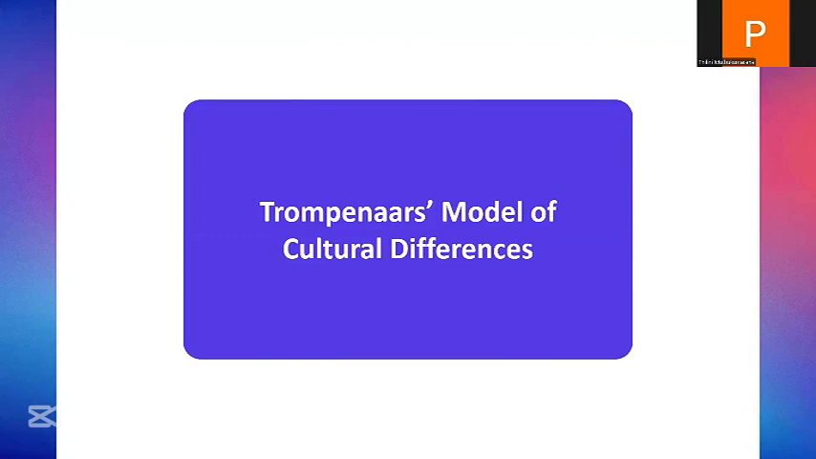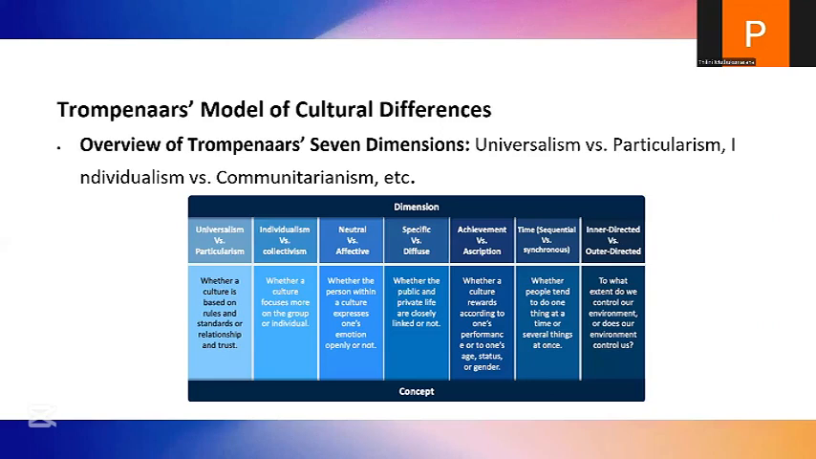The last one we're going to discuss under culture is Trompenaars' model of cultural difference. I'm not going to discuss it in detail, but this is the overview of it. He talks about seven dimensions of cultural difference. First is universalism versus particularism, which asks whether the culture is based on rules and standards or on relationships and trust. We discussed this one; it's an overlapping concept.